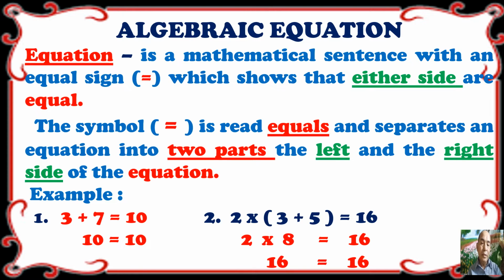The two sides of the equation are equal. That's why we call this an algebraic equation. The left side and the right side are both equal. That's why we call it an equation.